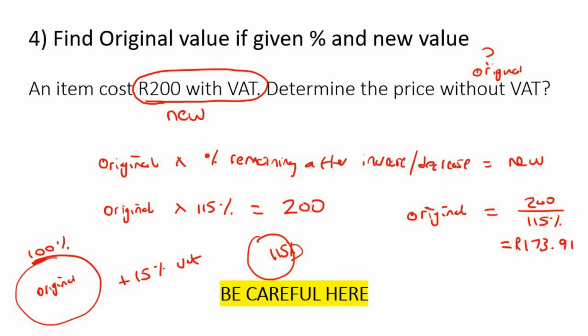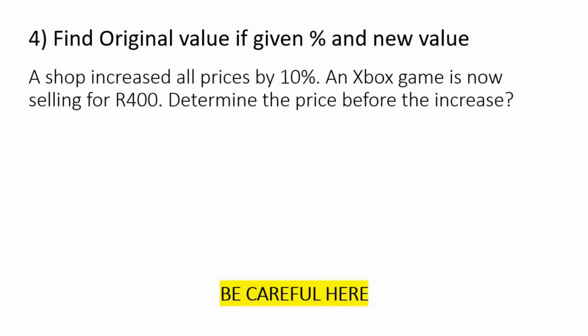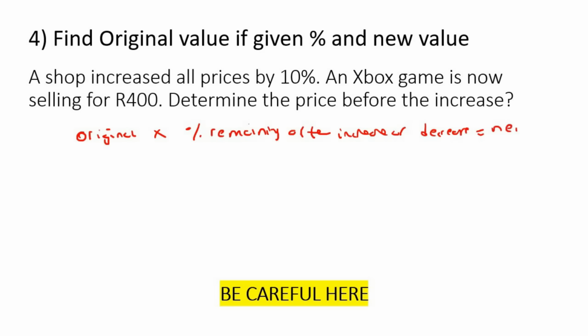173.91 Rand. A shop increased all prices by 10%. An Xbox game is now selling for 400 Rand. Determine the price before the increase. Okay, so we're going to use our formula, original multiplied by percentage remaining after increase or decrease, and that'll be equal to the new price. Okay, so we don't know what the original price is, but we know that the new price is 400.